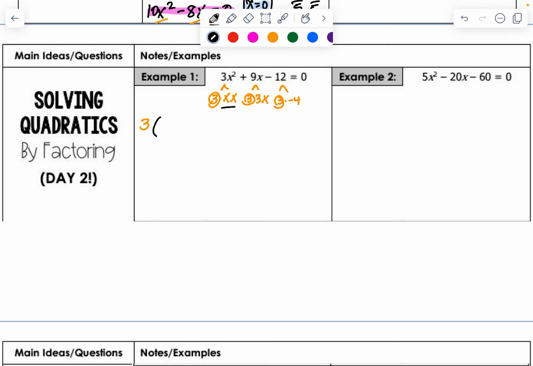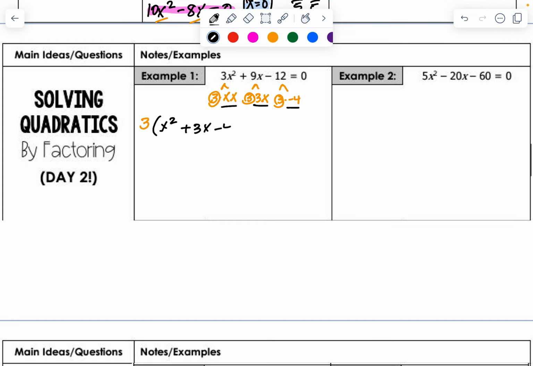That leaves me with 2 x's, so x squared, a positive 3x, and minus 4 equal to 0. And now what's different from this example is we factored out a greatest common factor, but we're not done. Do you see how there's 3 terms, x squared plus 3x minus 4? We've got to factor that guy, and we can use Xbox to do it.